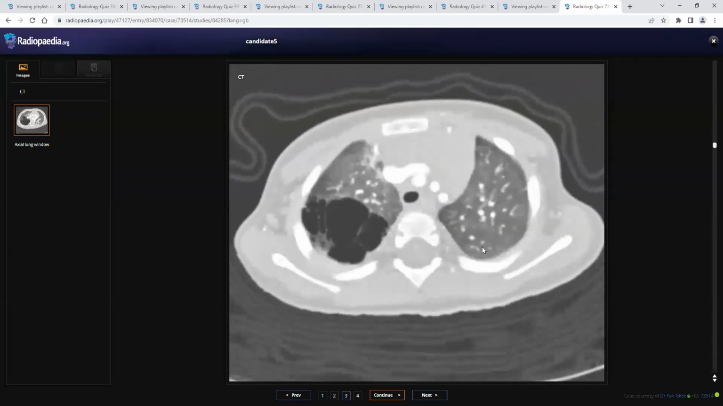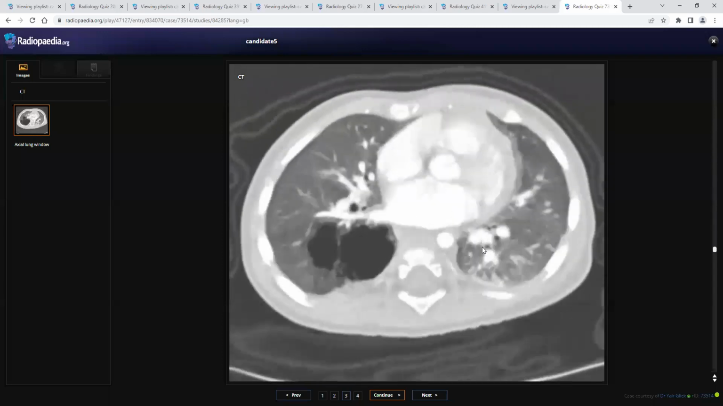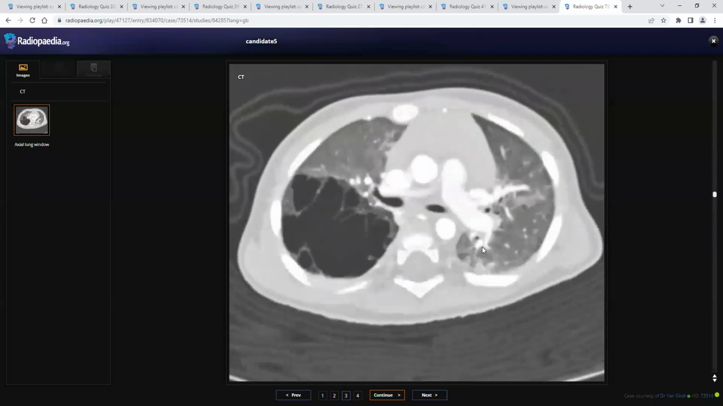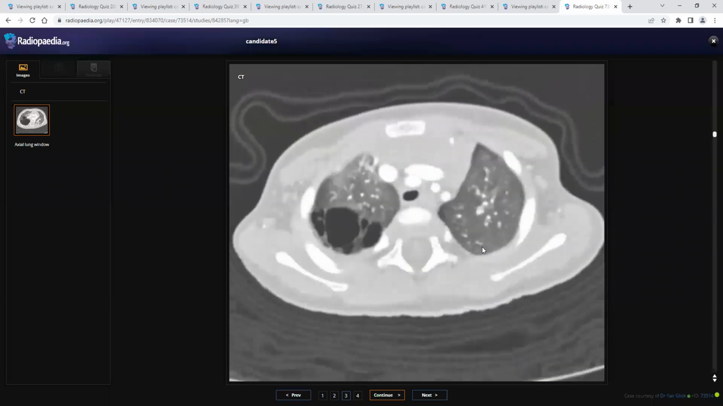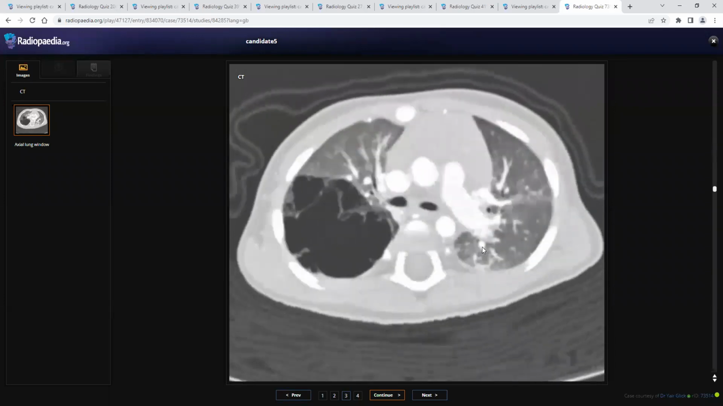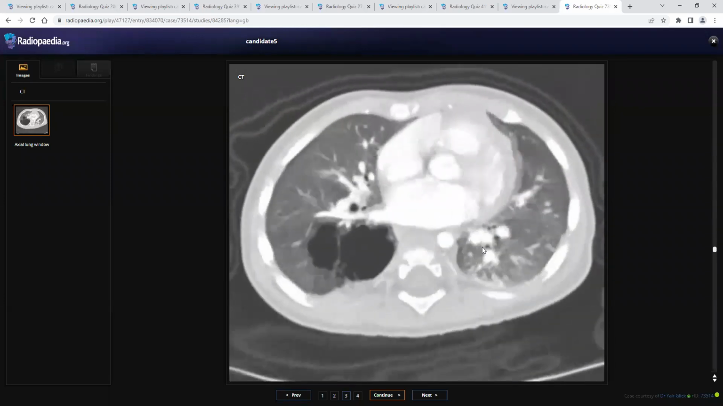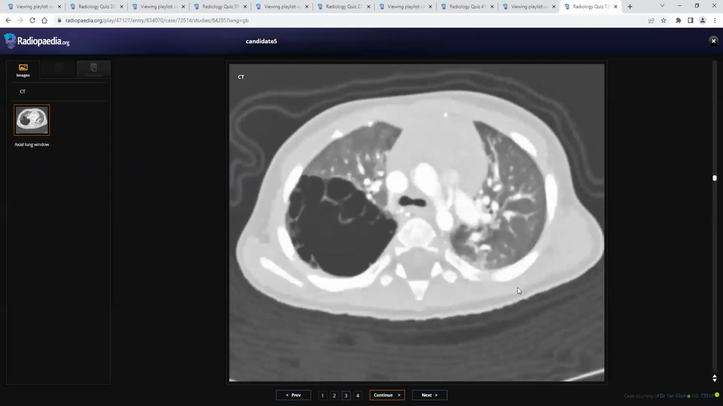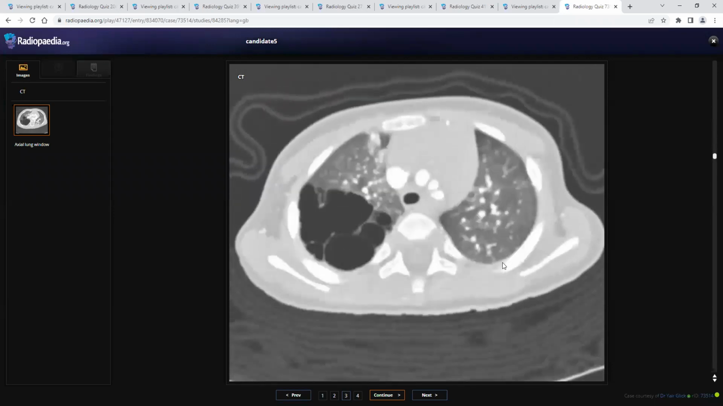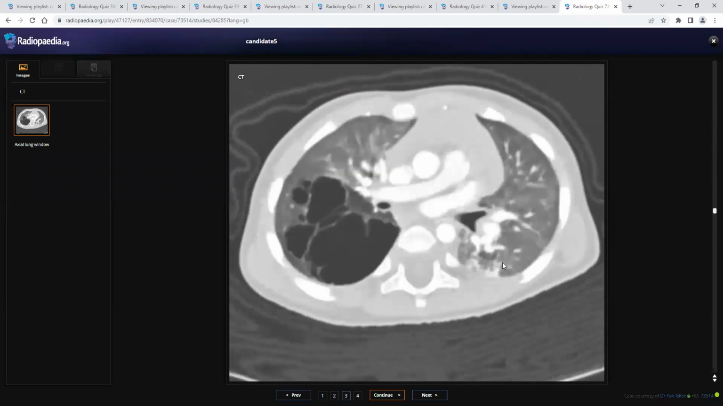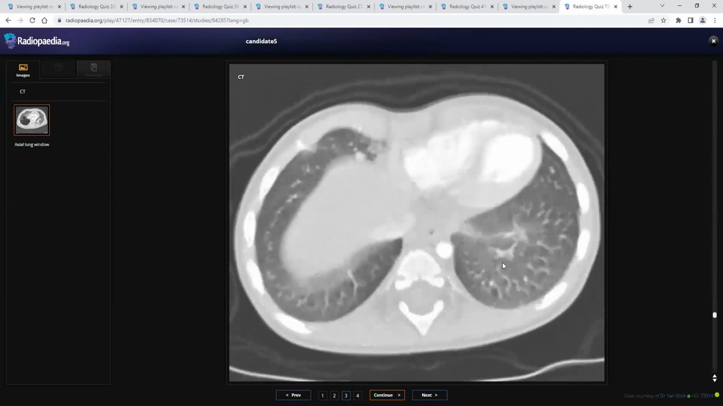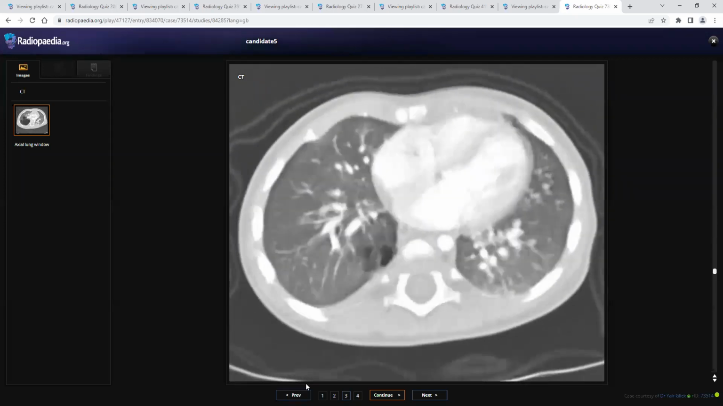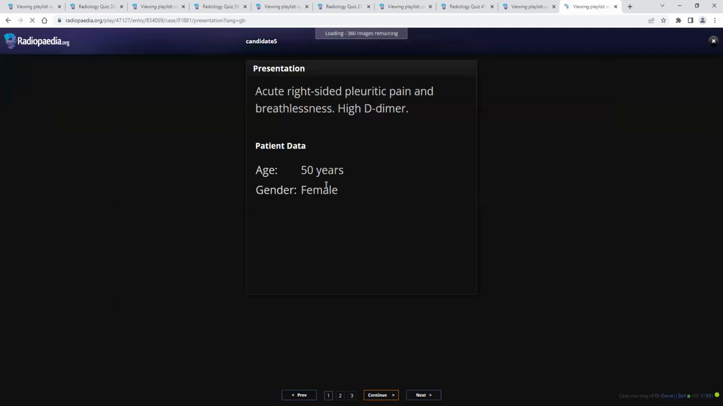Actually, this was picked up on the antenatal scan, and that's why they took an X-ray at birth on day 0 and serially followed up with the patient's symptoms, and this is how it looks at 6 months of age. Thank you. You did well. You arrived at the diagnosis in all the cases. Very nice. This case is a CPAM.